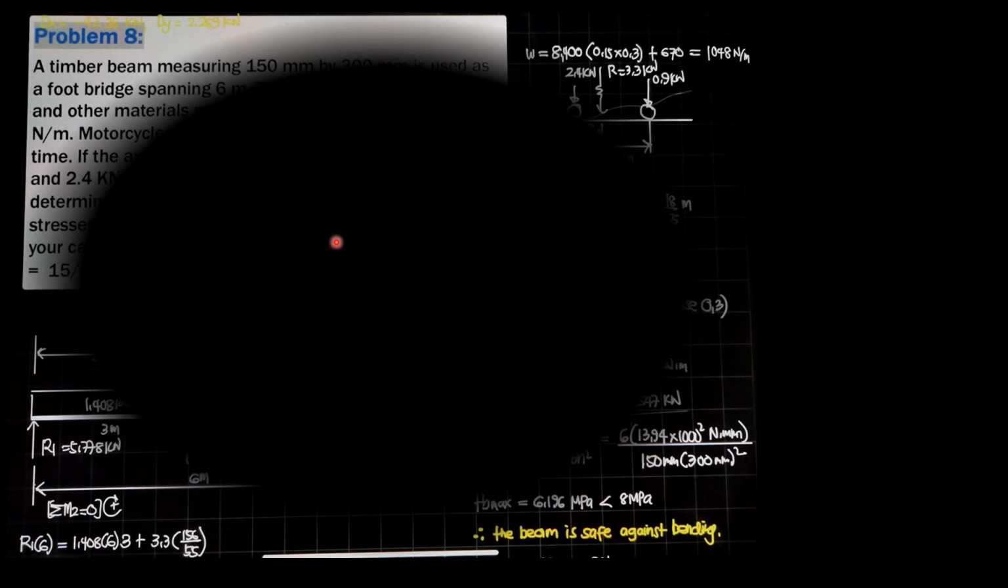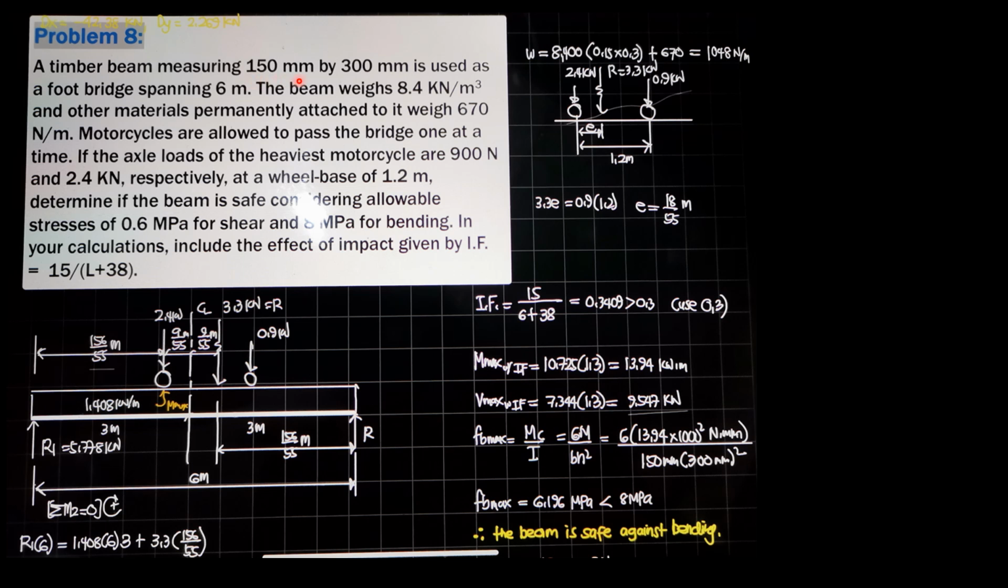So for this last part, a timber beam measuring 150 mm by 300 mm is used as a footbridge spanning 6 meters. The beam weighs 8.4 kilonewtons per cubic meter, and other materials permanently attached to it weigh 670 newtons per meter. Motorcycles are allowed to pass the bridge one at a time. If the axle loads of the heaviest motorcycle are 900 newtons and 2.4 kilonewtons respectively at a wheelbase of 1.2 meters, determine if the beam is safe considering allowable stresses of 6.6 megapascals for shear and 8 megapascals for bending.